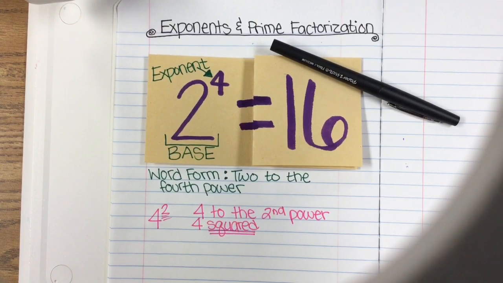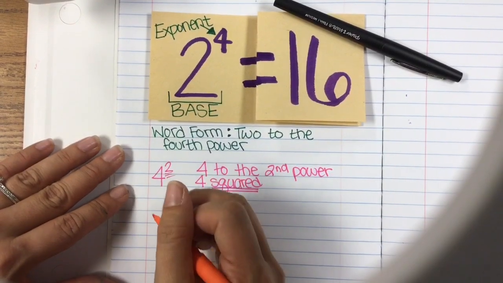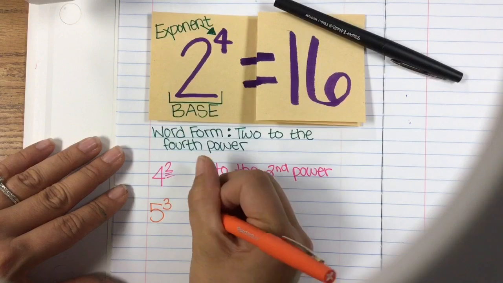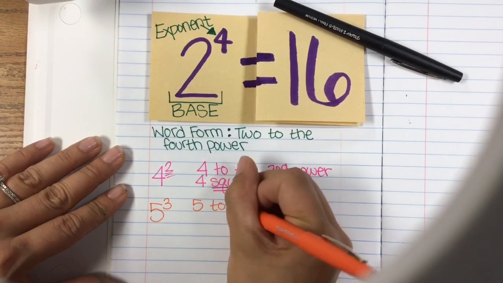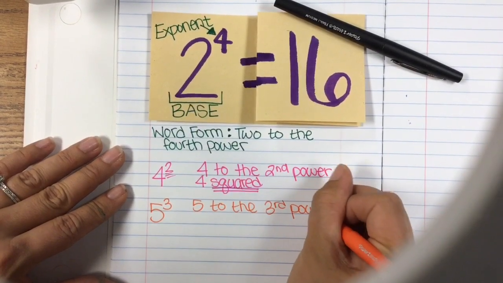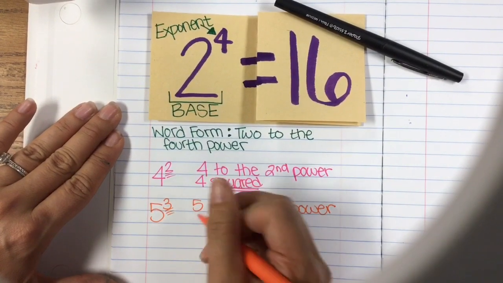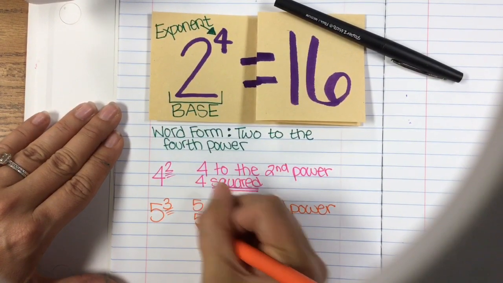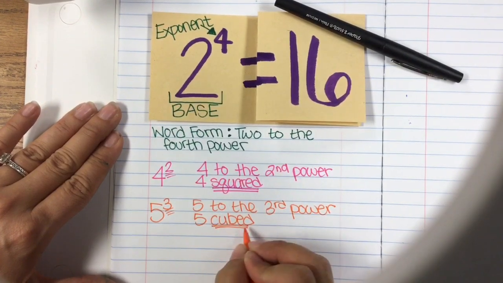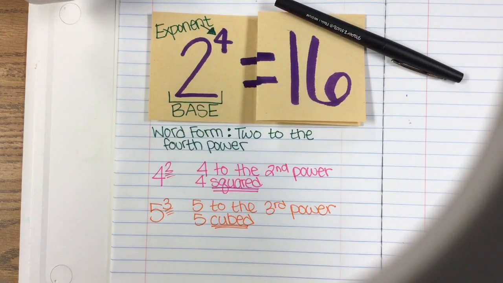Let's talk about another situation that might be called something different. And that's when you have, let's say, 5 to the 3rd power. You can read that 5 to the 3rd power. These are powers. But most of the time, you will hear it called 5 cubed. So I want you to understand, if you hear cubed, that means that it is an exponent to the 3rd power.